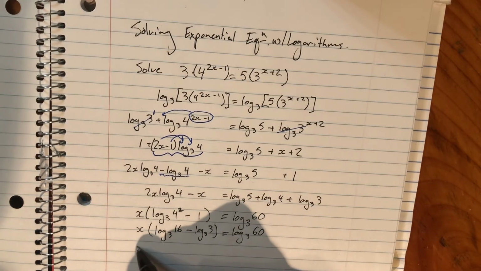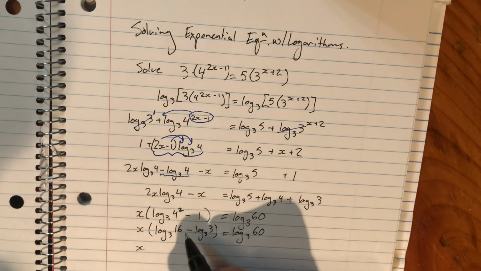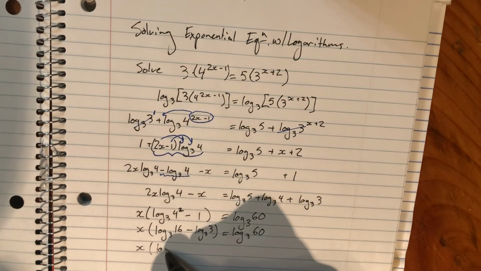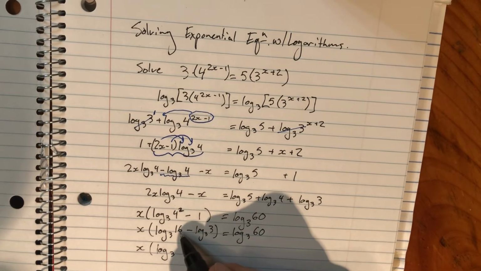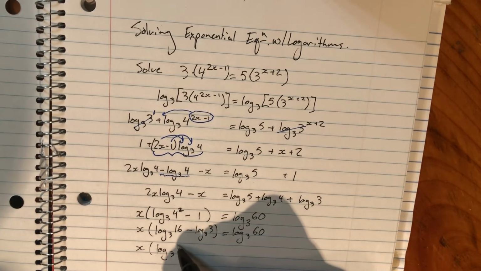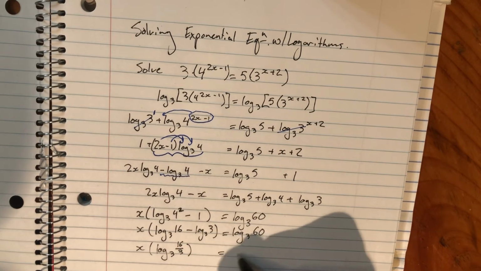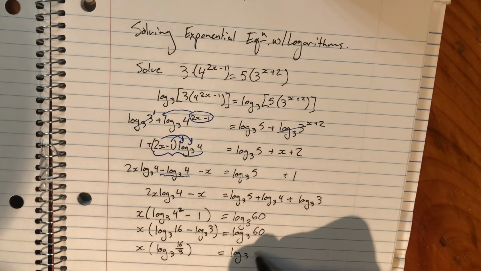And I can go one further. I can combine these by subtracting. So this will become log base 3 of 16 minus 3. Well, that's actually going to be 16 divided by 3 is equal to log base 3 of 60.